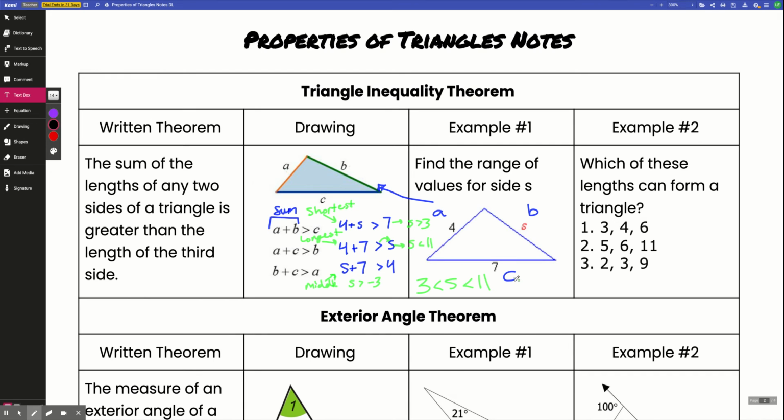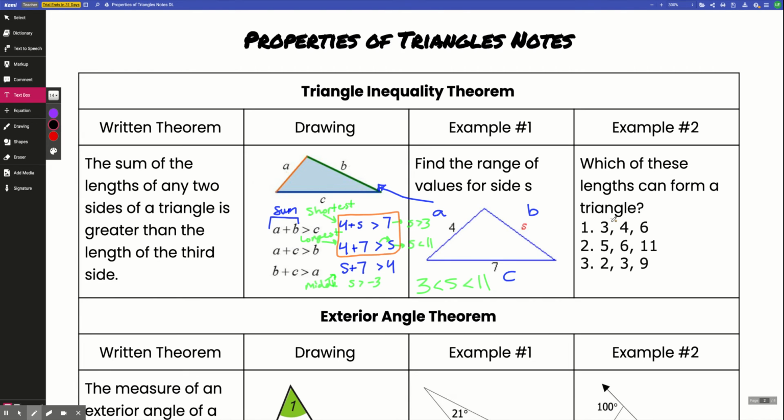So when you're doing problems like this, you really only need to check these two inequalities right here. Add the smaller number with S and say that it's greater than the larger number they gave you, and then add the two numbers for the sides they gave you and check what value works, pretending that S is your longest side.